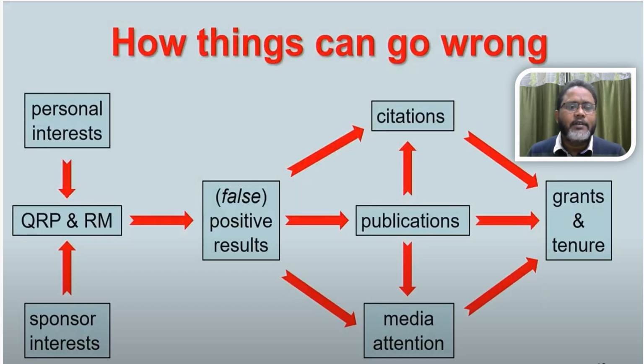Then you have the other measures like the sponsor's interest and the QRP and RM, and all these three things together are prompting you, forcing you, compelling you to go for positive results, false positive results. It apparently seems that it is a positive result, but actually it is not positive. It's a false positive. You are always trying to complete your PhD or the doctoral thesis in such a way that it should give some result, and we show that as a positive result, but it is actually false.